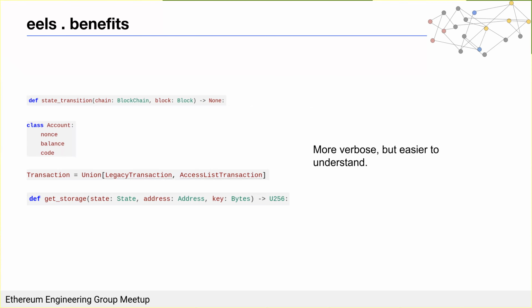We can look at these and we know that this is defining the state transition function. We know that this blob is an account. We know a transaction is a transaction, and we know that there is a function called getStorage. It takes more characters to express, but it's also more clear in the long term.